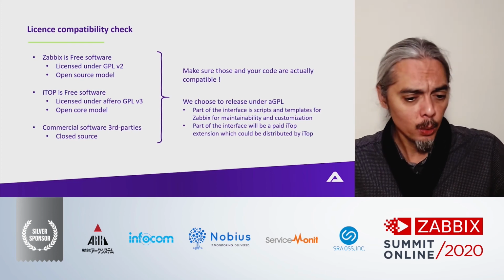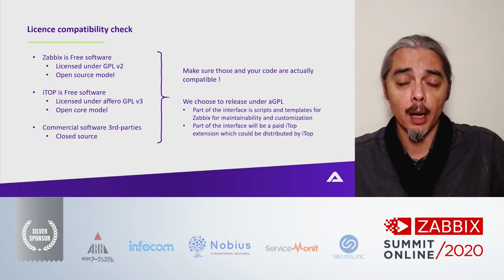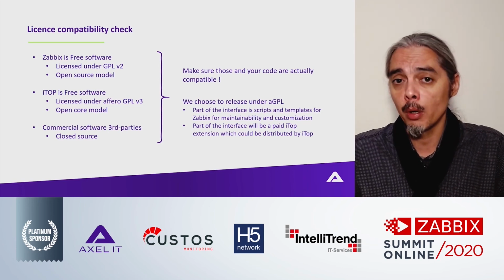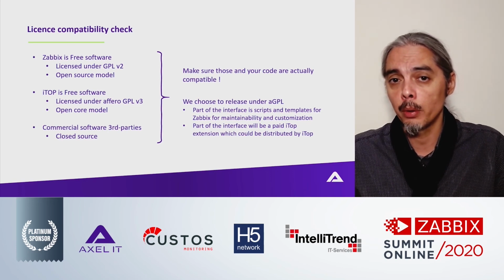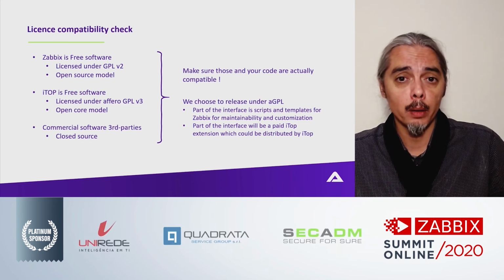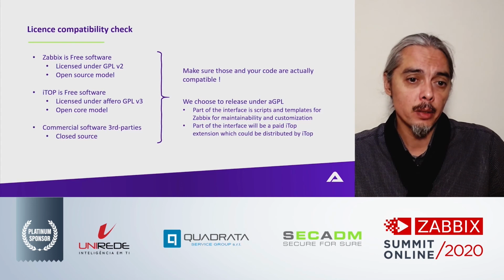So the last thing you might want to check is license issues. It will be very quick. Zabbix, for example, everybody knows we are running under GPL version 2. iTop is open source as well. It's running a favorite GPL license.